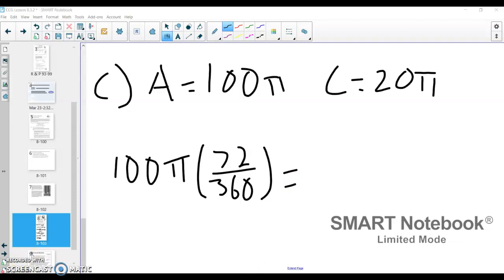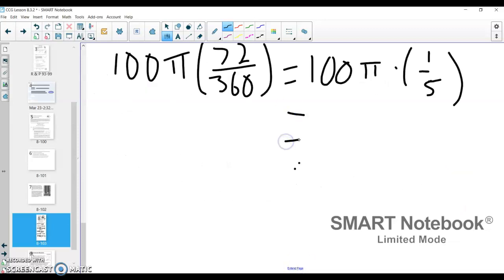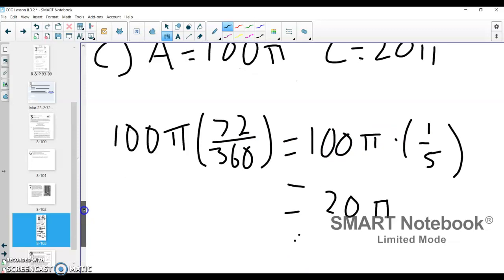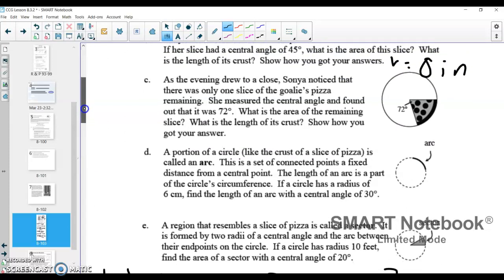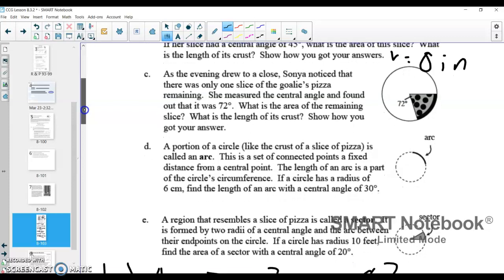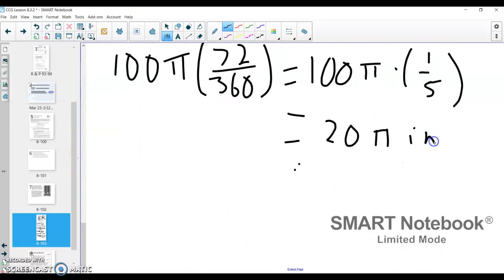I think that this reduces down to 100 pi times 1/5, which if I multiply that out, I end up getting 20 pi. And I think this is still working with inches. I believe so. Oh, in the first problem, yeah, we're talking inches. So this is still talking about inches. 20 inches squared is the area of that sector, or that piece of pizza.